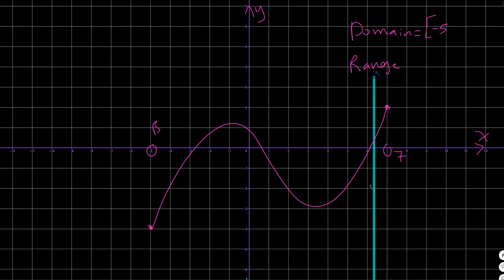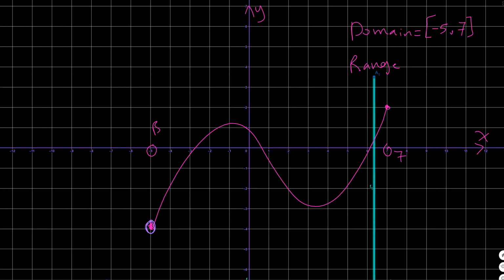At -5, as you see, the point is closed. That means it is inside the domain, it is included. So you put a bracket, not a parenthesis. Then a comma, then you write the final point of x, which is 7 here, and the 7 is also included.